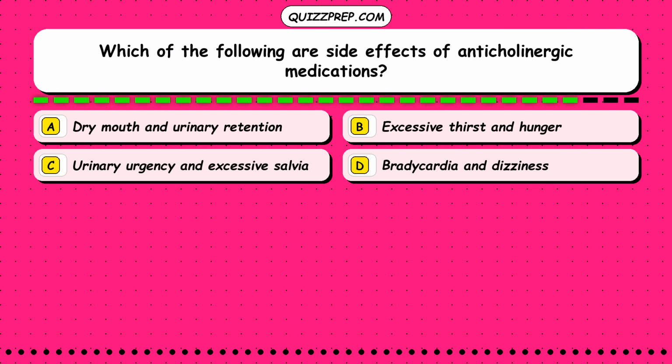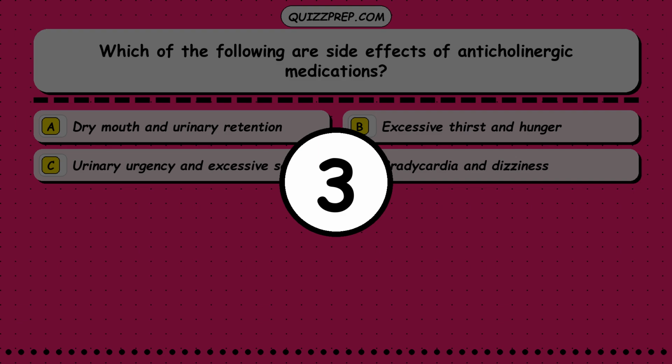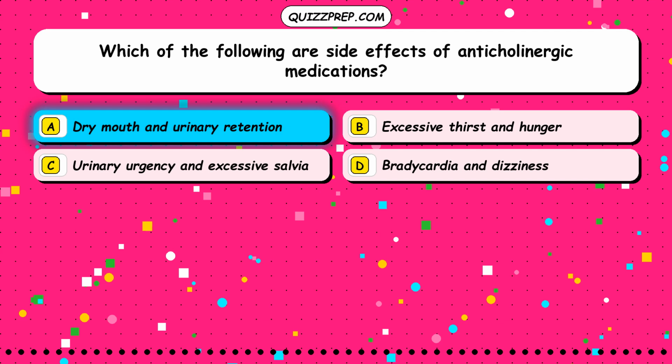Question 162. Which of the following are side effects of anticholinergic medications? Option A, dry mouth and urinary retention. Option B, excessive thirst and hunger. Option C, urinary urgency and excessive saliva. Option D, bradycardia and dizziness. The correct answer is option A, dry mouth and urinary retention.